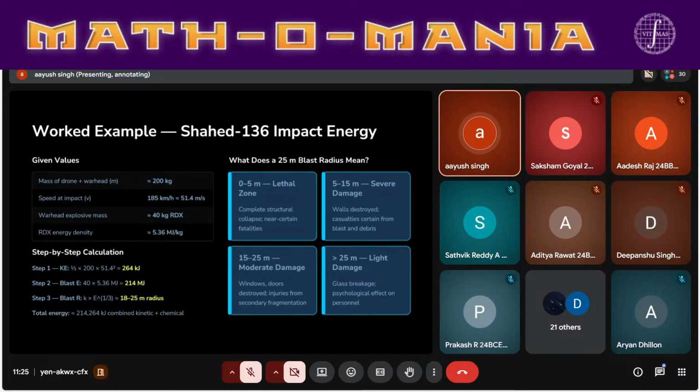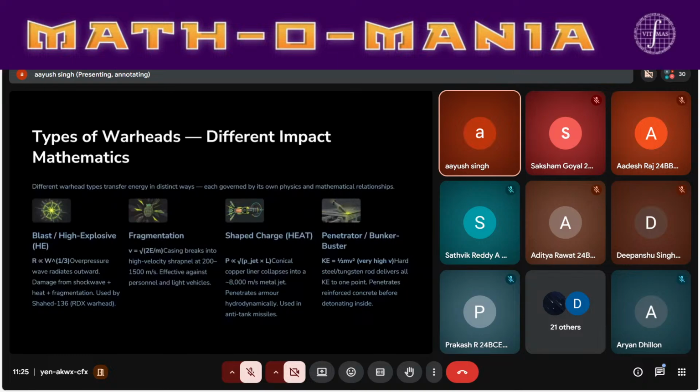Usually, glass breakage and a psychological effect on the personnel. Now let's move ahead. As we have discussed in Shahid drones, we usually use blast or high explosive type of warhead. But there are other three approaches for these warheads. We have discussed this before. So now we'll move on to fragmentation.